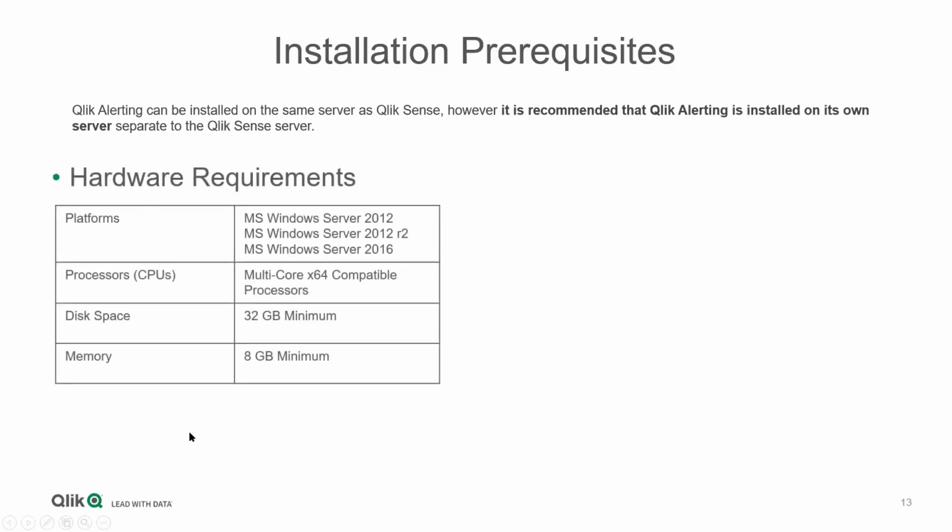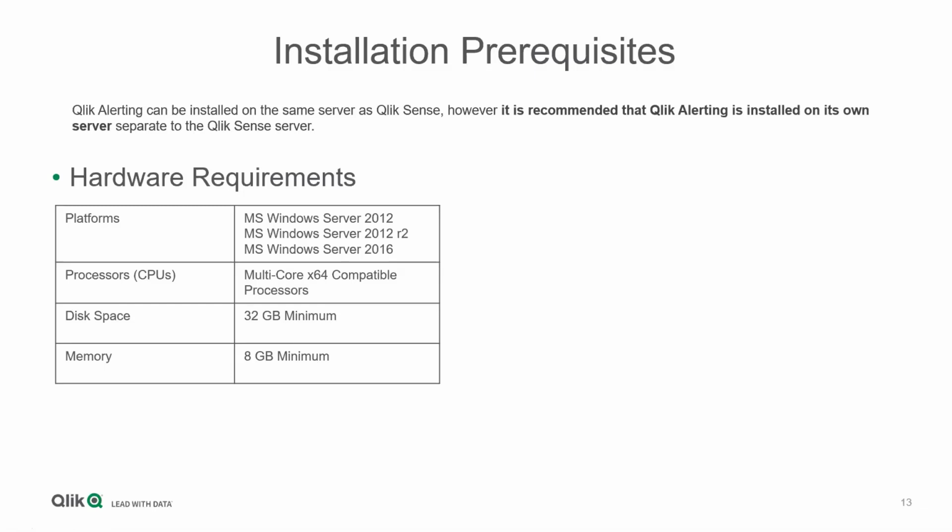Hardware requirements are actually not as huge as you might think. So in terms of running this, on a Windows platform, multi-core processors, fairly standard stuff. Disk space just requires 32 gig minimum. And memory, it requires 8 gig minimum.